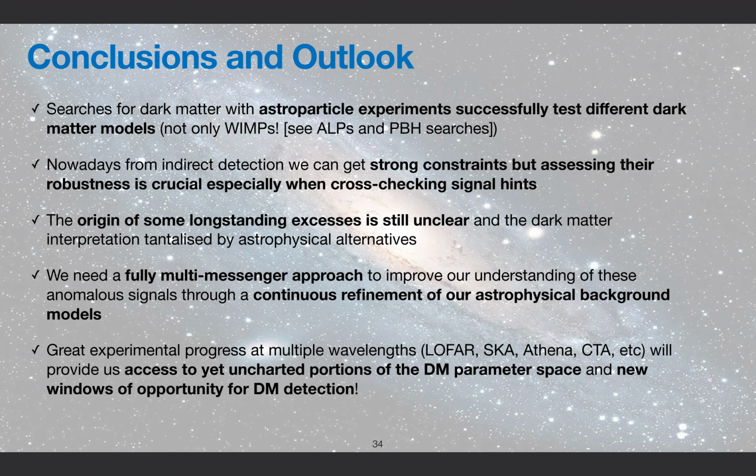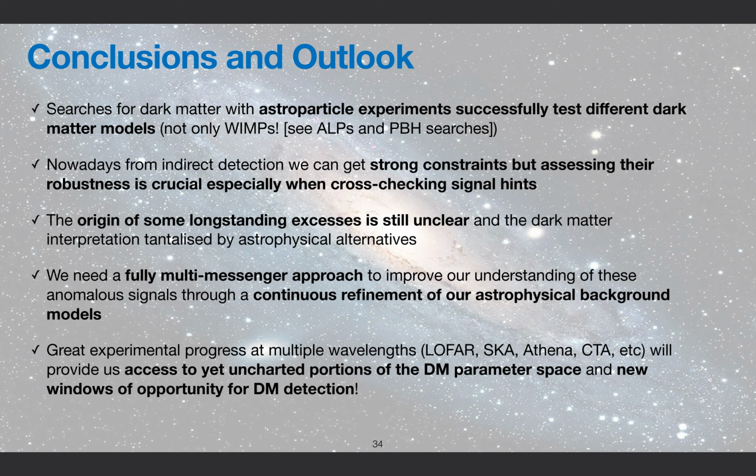I hope I showed you that astroparticle experiments can successfully test different dark matter models. I showed you an example for WIMPs, but we can also do a lot for axion-like particles and primordial black holes. There are strong constraints set on the WIMP parameter space. However, it's very important to correctly assess their robustness, especially by cross-checking signals. There are some longstanding excesses. I hadn't time to talk about that, but you can really exploit a fully multi-messenger approach to refine your modeling and get further insights into the nature of those excesses.